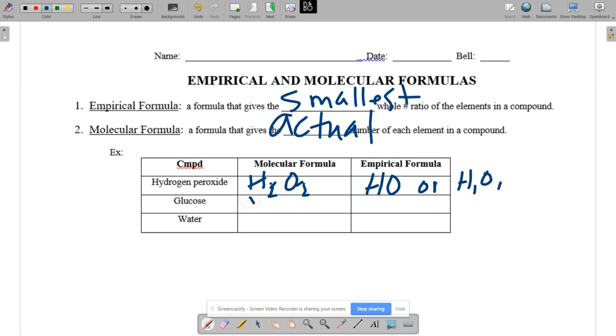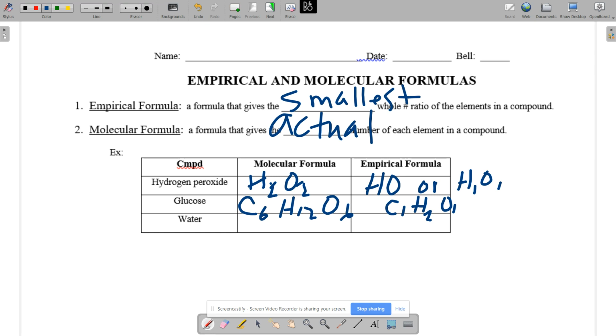Okay, so let's do glucose. Glucose is C6H12O6. That's its actual formula. 6 carbons, 12 H's, 6 O's, all covalently bonded. Can you reduce those subscripts? 6, 12, 6 can be reduced to C1, H2, O1, a 1 to 2 to 1 ratio. So that's its empirical formula.